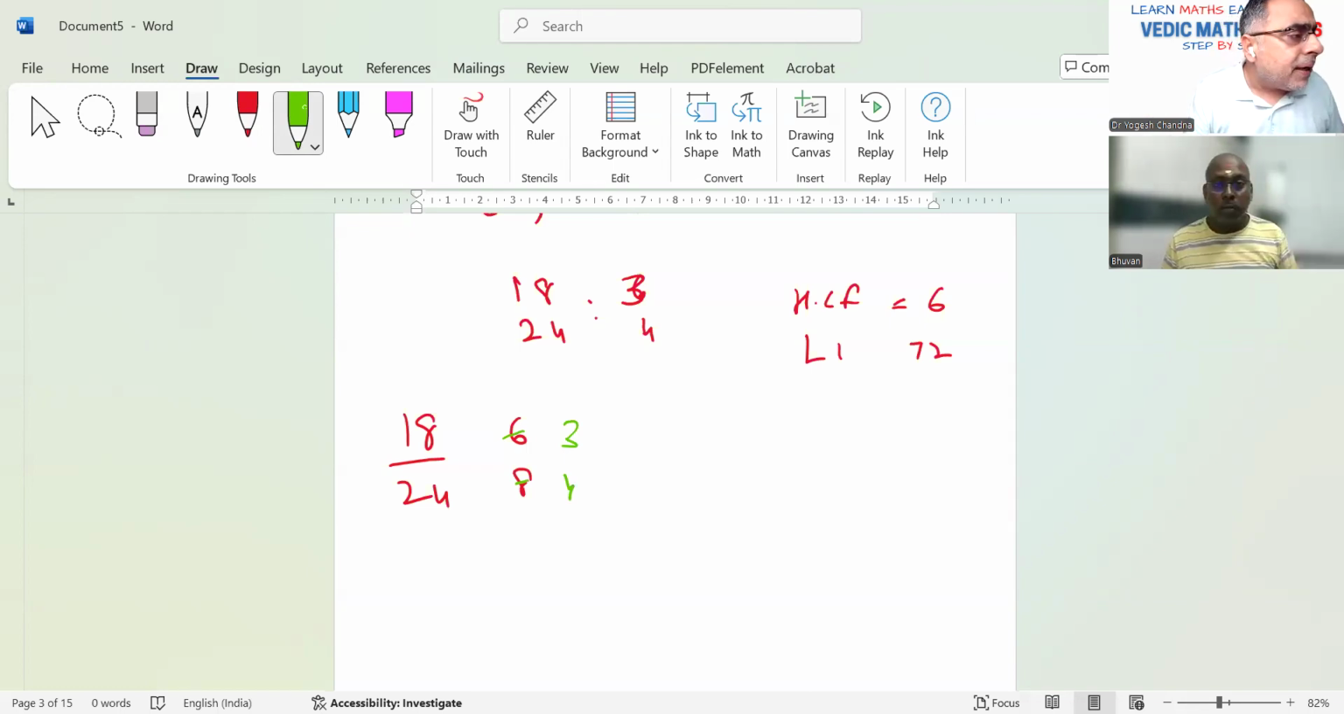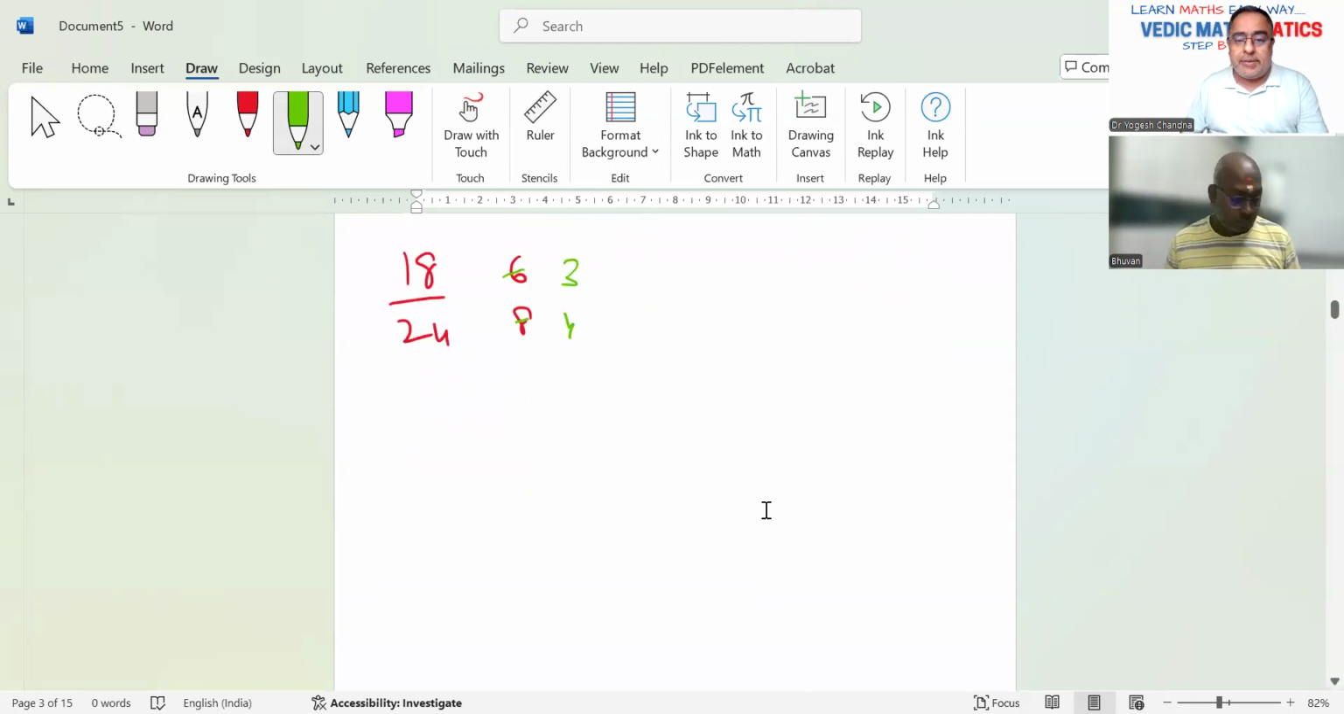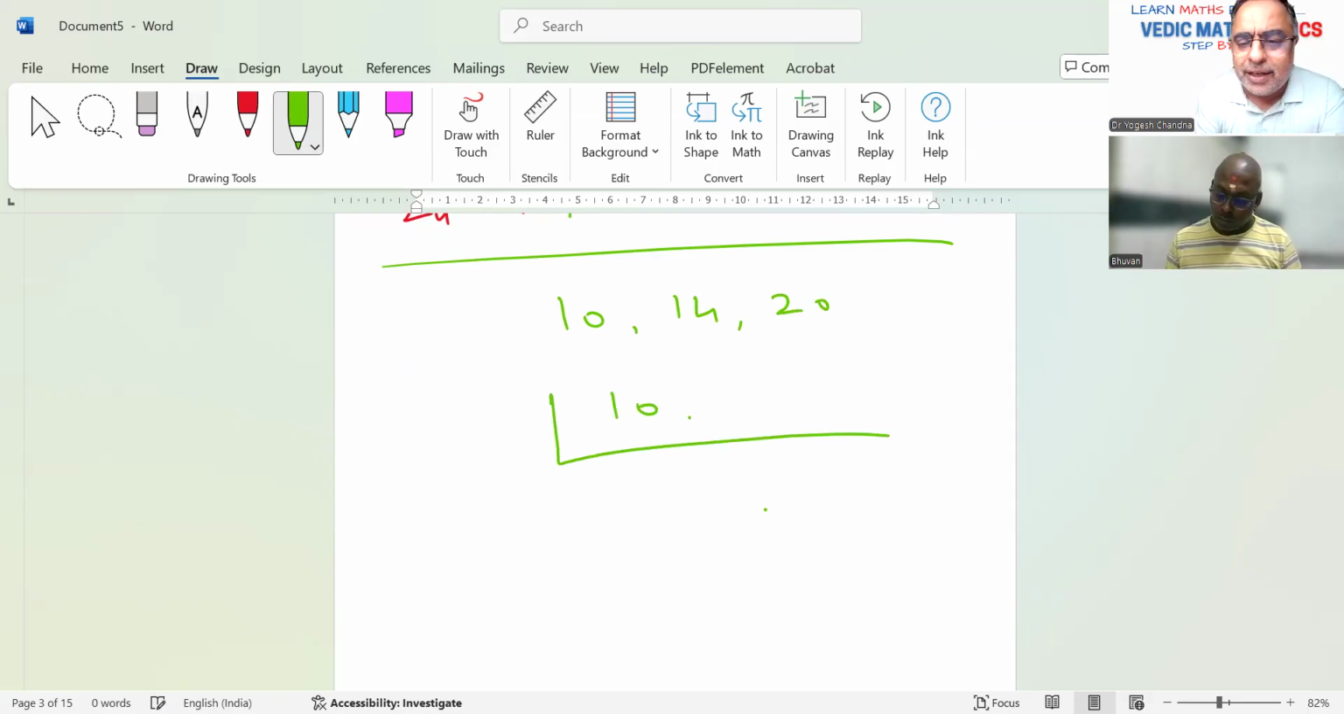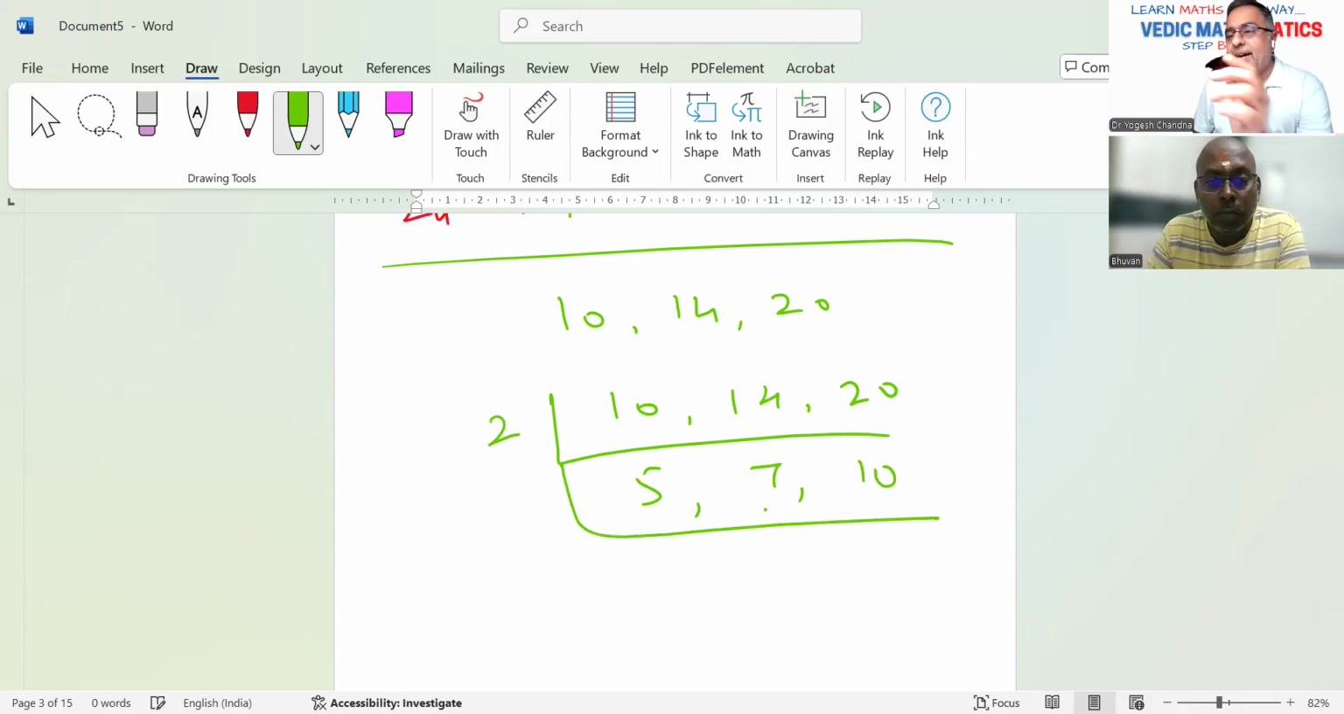Okay. Now comes your problem, 3 numbers, because that is the biggest confusion with everyone. Let's say 10, 14, and 20. Now, what we do, if I go for the division method, 10, 14, 20, 2, 5, 7, 10. Right. Now, what is the HCF here and what is the LCM here?